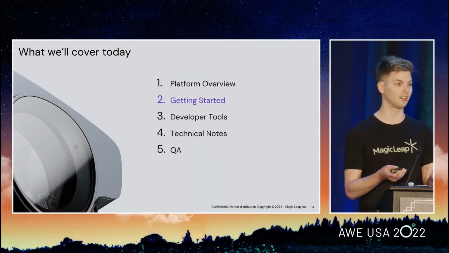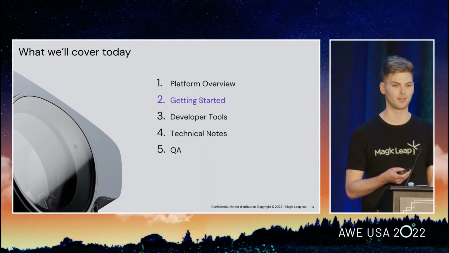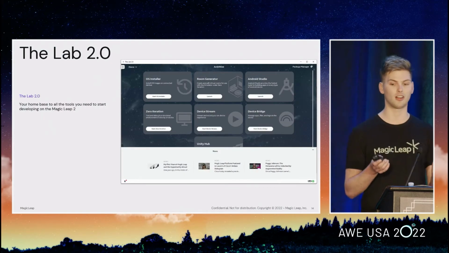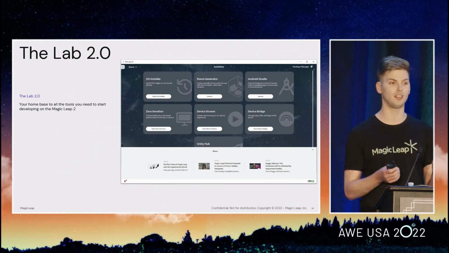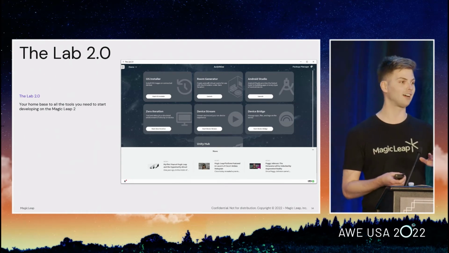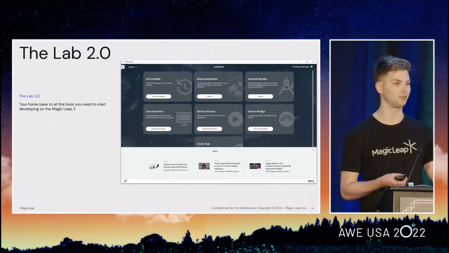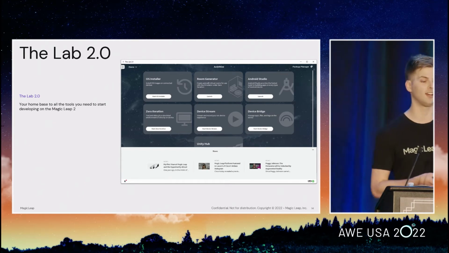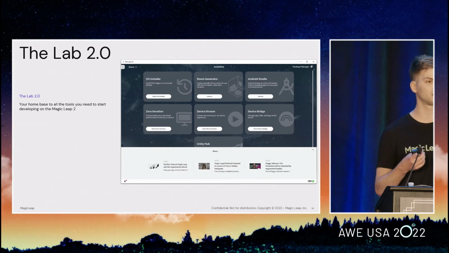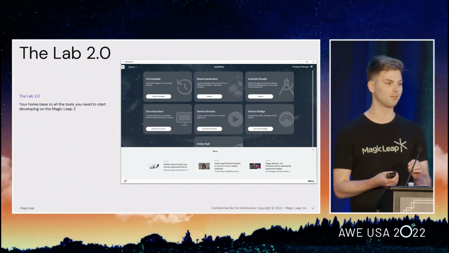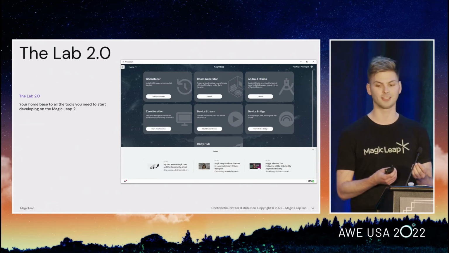So how do you get started developing on the Magic Leap 2? A lot of developers will start off at the Lab 2.0. It's your home base for everything you need to develop on the Magic Leap 2 platform. You can stream mixed reality content from your headset to your computer, or you have access to the Zero Iteration Simulator, which allows you to develop Magic Leap 2 applications even when you don't have a device.